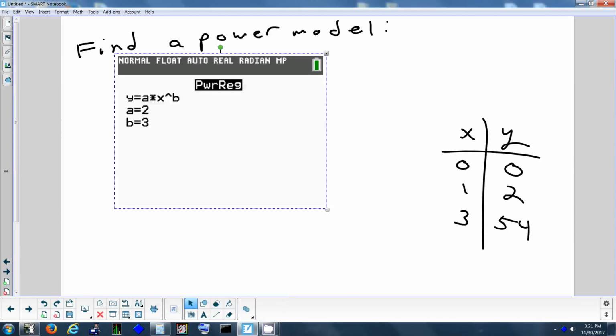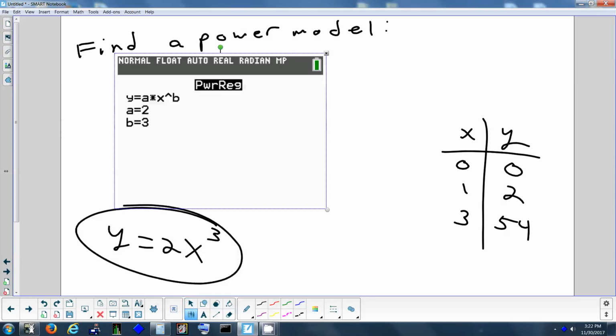So to write your final answer, just fill in the numbers they give you. A is 2, X to the third power. That's how you find a power model. Question on that one? Okay.